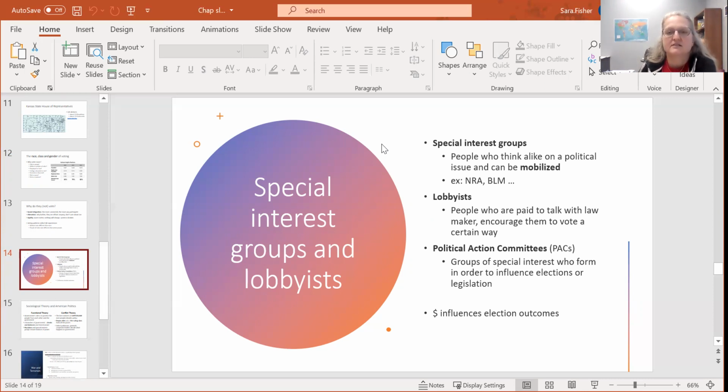Okay, so then there's some other terms here. What do we mean by special interest groups or lobbyists? Special interest groups are just like they sound. They're people who have a particular interest. And when we talk about mobilization, it's just a fancy word for getting people to do stuff. So if you sign a petition, if you get out to vote, if you shop at a certain place, if you call your senator, those are examples of being mobilized. Like Sierra Club, or NRA, or Black Lives Matter, or Christians Against Hate, all of those would be considered a special interest group.